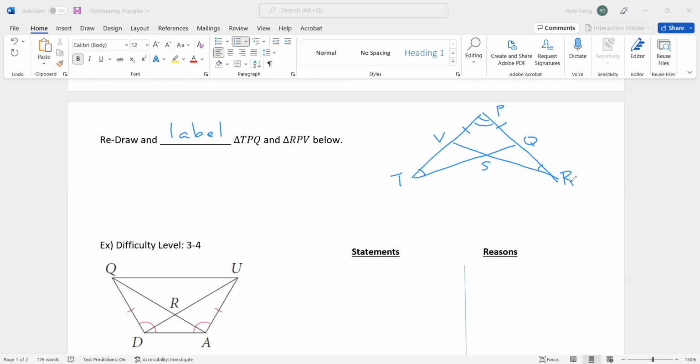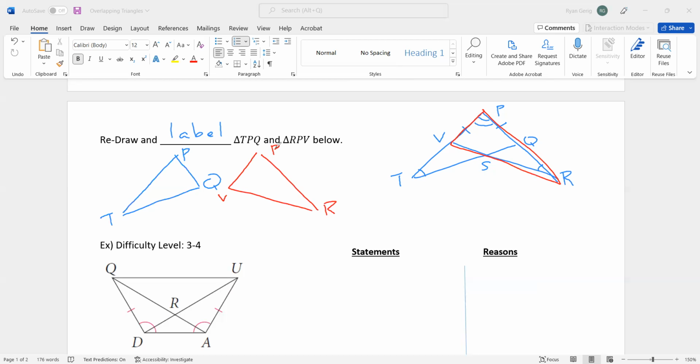Okay, so I'm going to draw PQT. So that's P, Q, T. So I'm just going to do the vertices right now. And then I'll go and do the other one, which I'll do in red, show you. Okay. So we're looking at P, V, R.